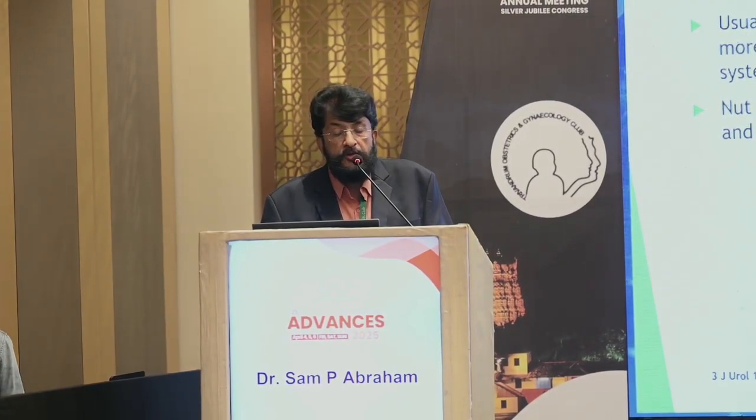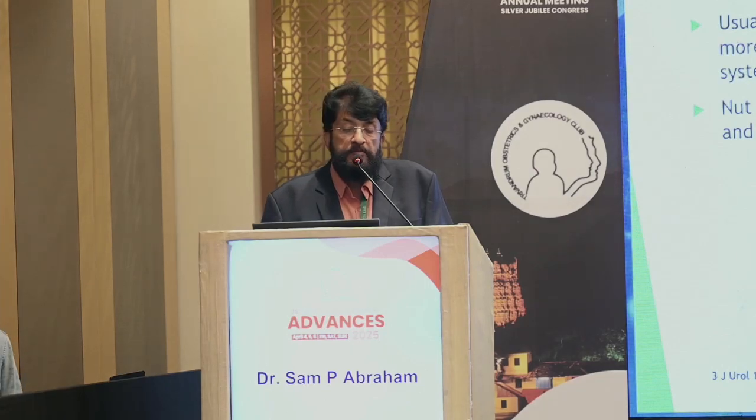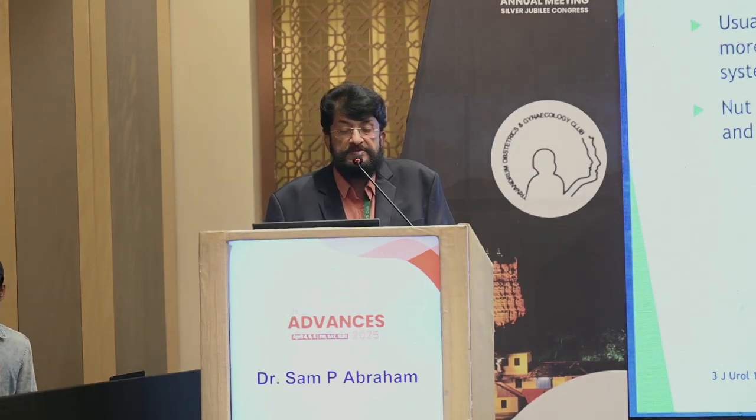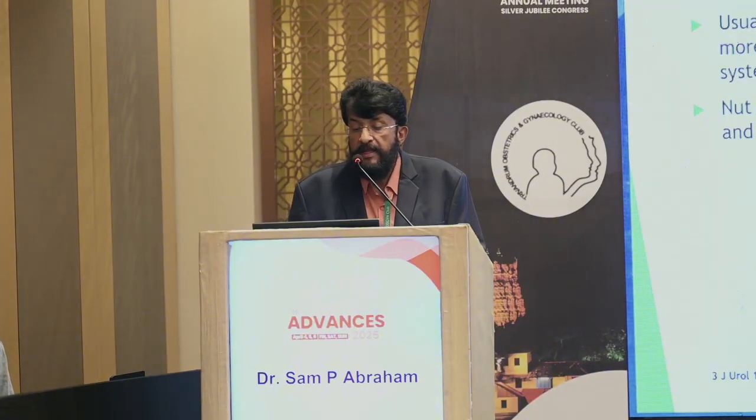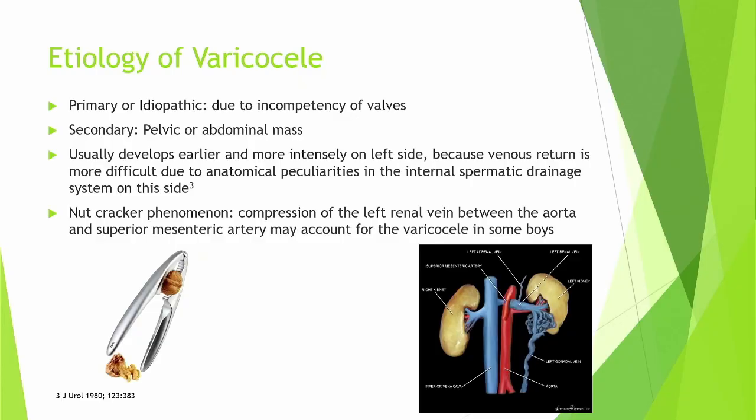It could be due to the nutcracker phenomenon, because the left renal vein lies between the aorta and the superior mesenteric artery. There is a compression of the left renal vein between the aorta and the superior mesenteric artery, and that accounts for the varicocele in some boys.